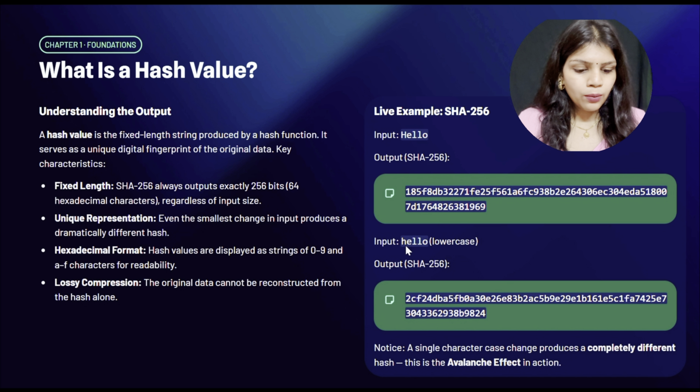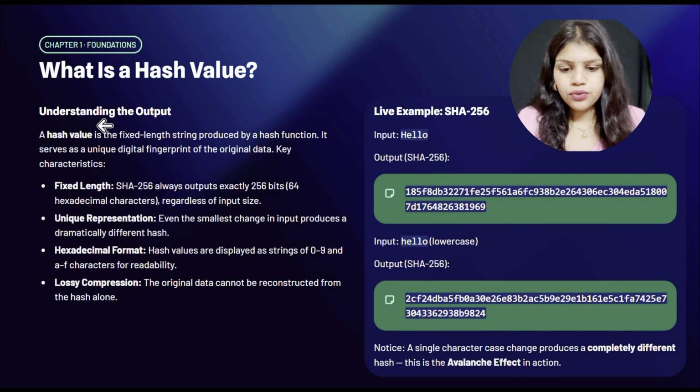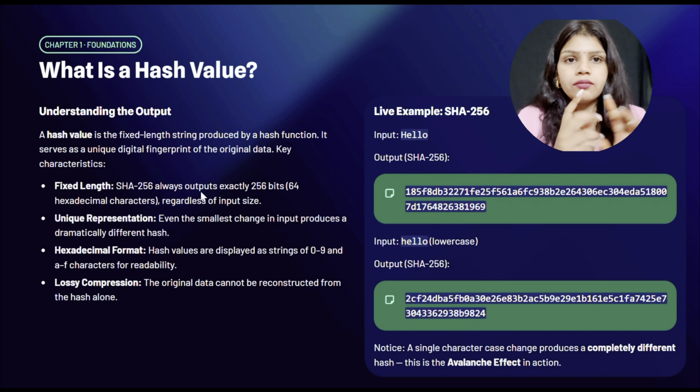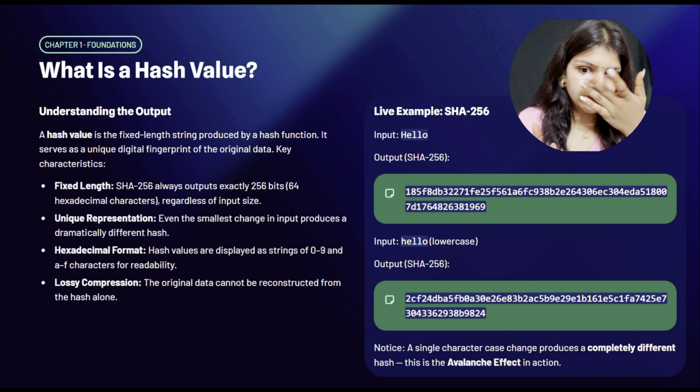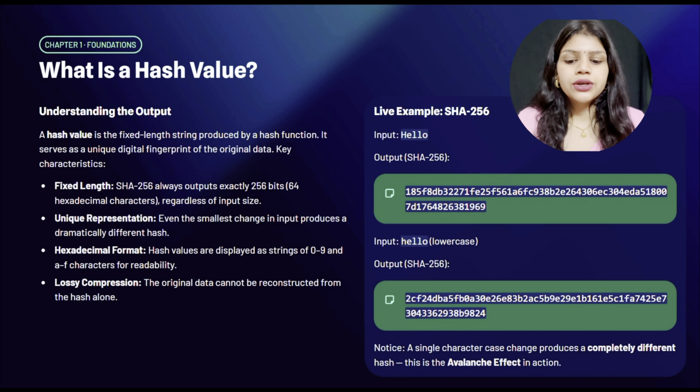Even if one character is changed, for example to lowercase, you can see the hash value is totally different. More than 50% of the bits are different. So what are the characteristics of a hash value? First, it is fixed length. In SHA-256, only 64 hexadecimal characters are produced. That is the hash length.